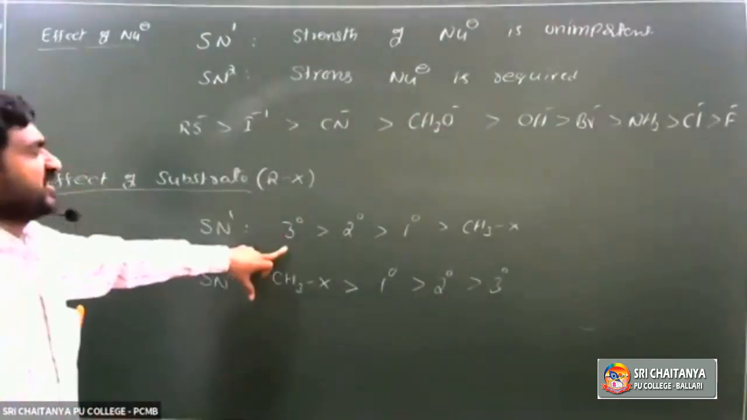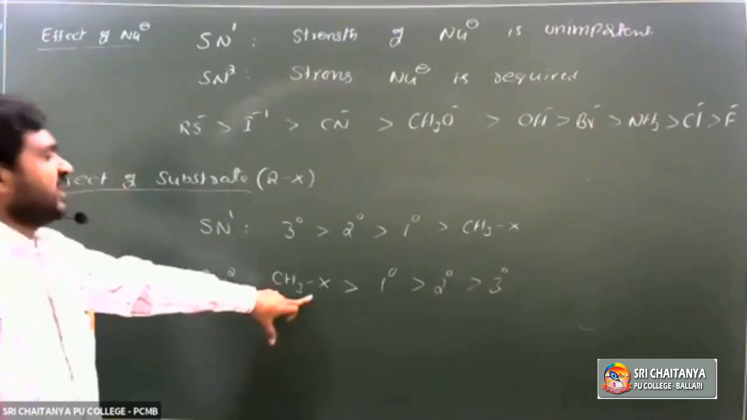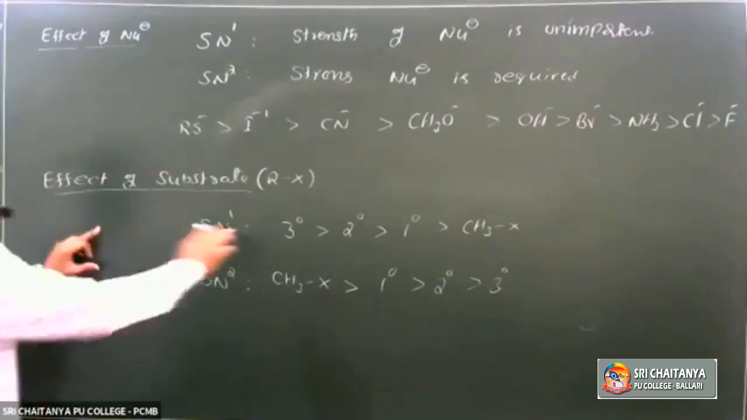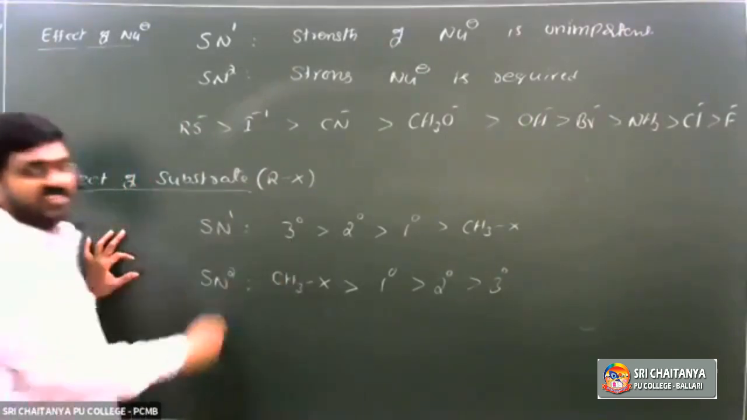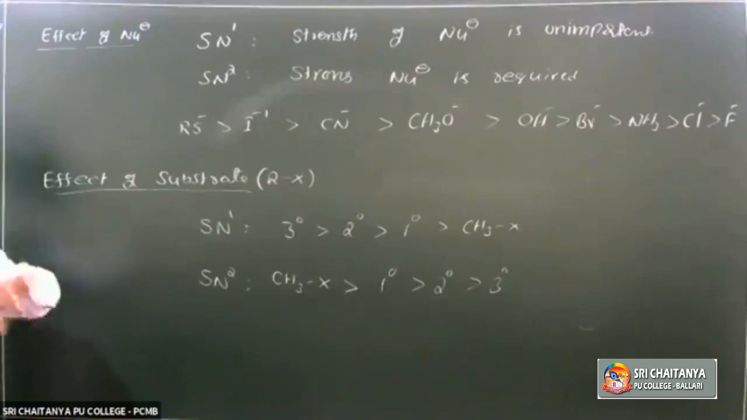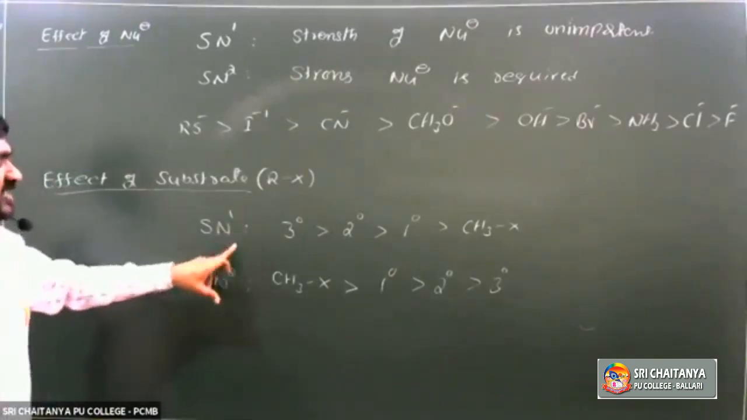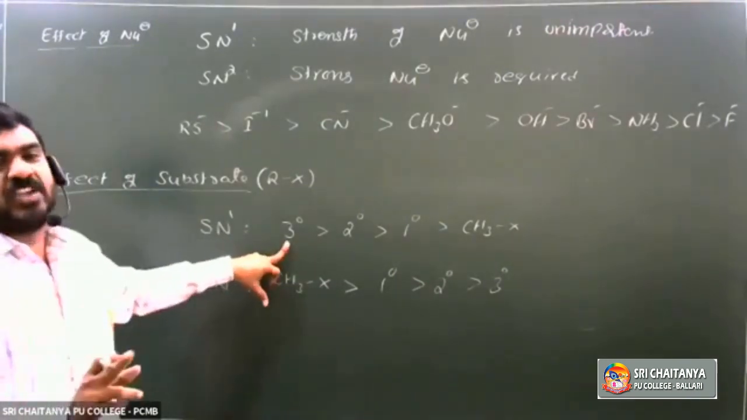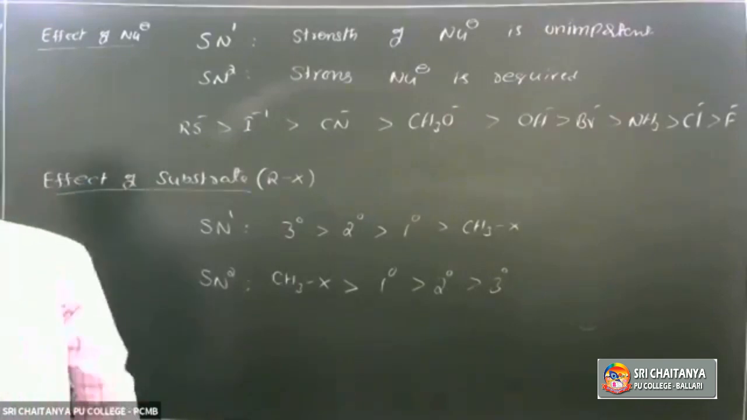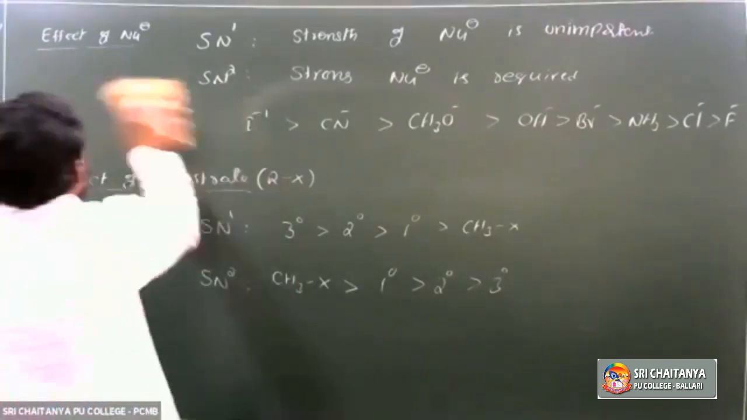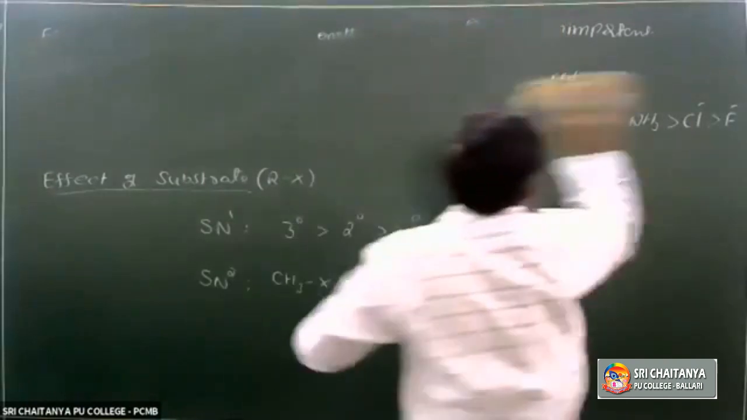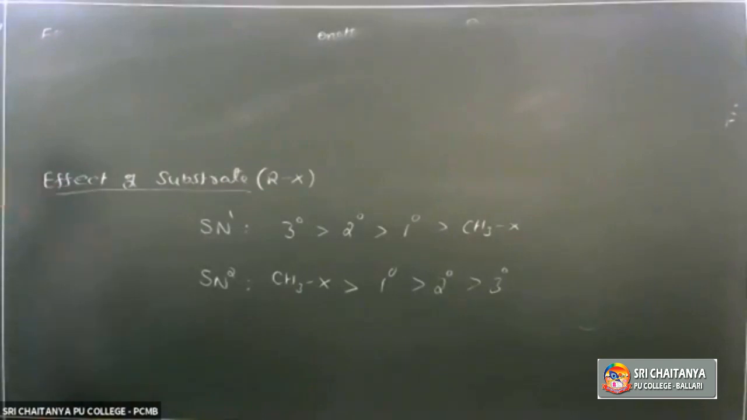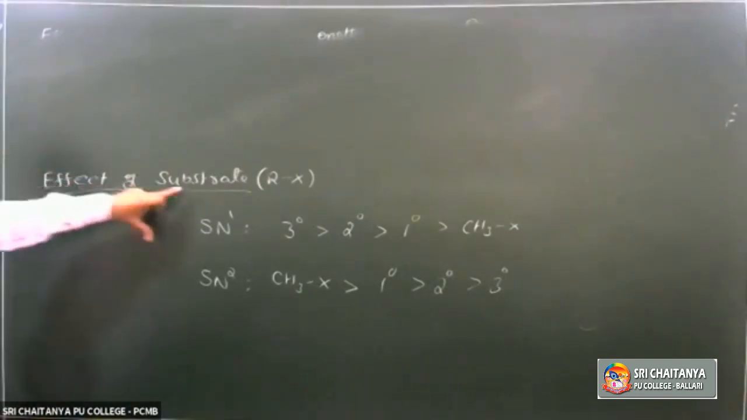So SN1 favors tertiary, then next to it secondary, and SN2 favors methyl halide and primary. As compared to tertiary alkyl halides, benzyl and allyl halides are more reactive towards SN1 reaction, because allyl carbocation and benzyl carbocation are stabilized by resonance. The resonance structures are already completed. So it is the effect of the substrate.